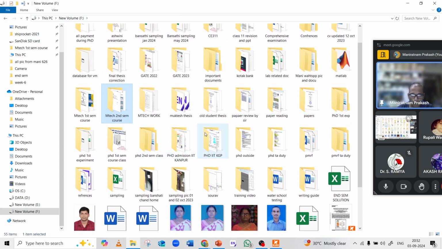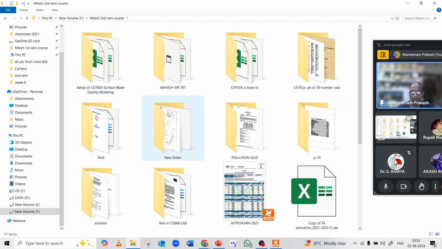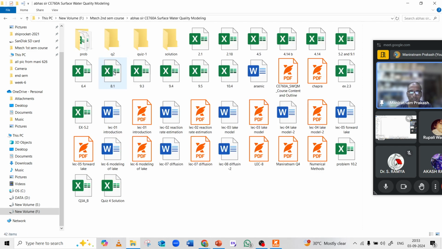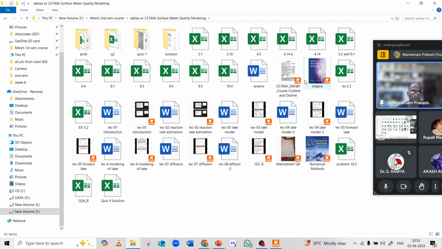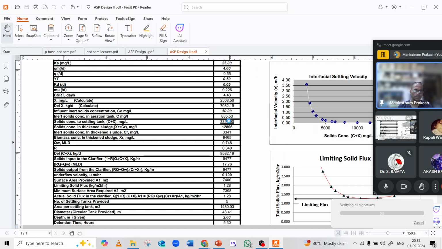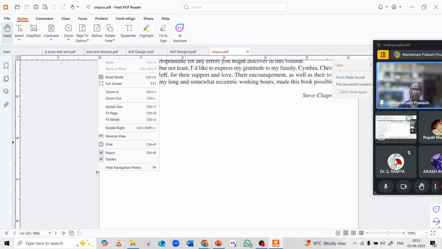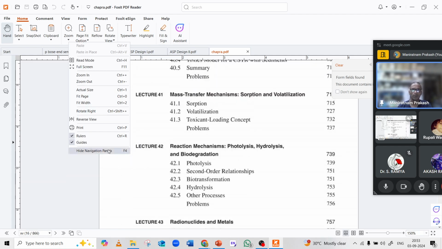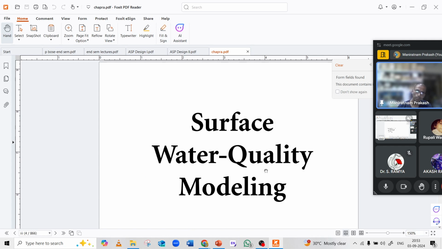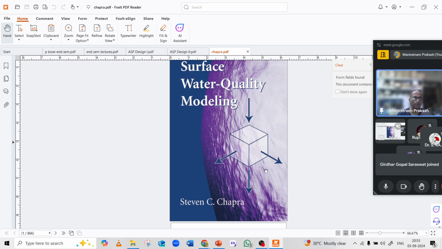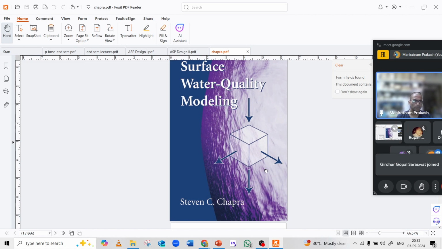Mass balance and all, I was saying about mass balance. Now just go to this book on modeling: Chapra, Surface Water Quality Modeling. This is the best book known for modeling. If you go on the internet and search, please suggest a book for water modeling, they will suggest this book only. So here also there are many things. You can just get the basics from this book, and you can always interpret from this book.